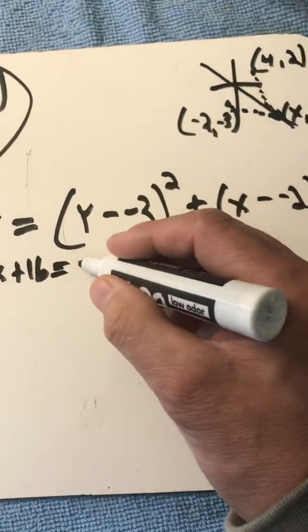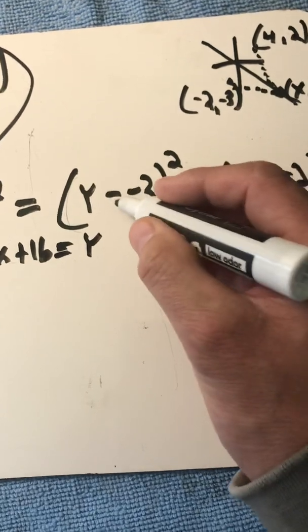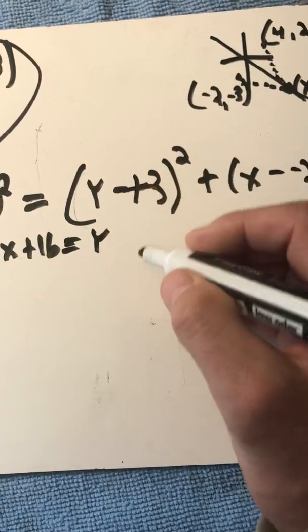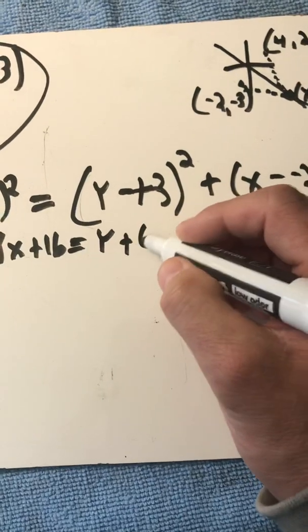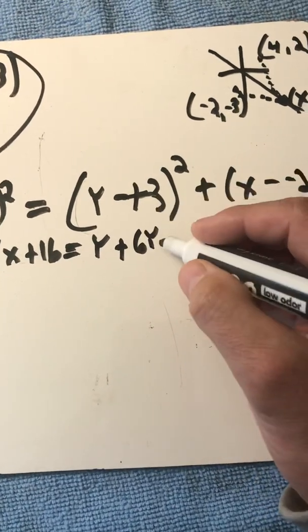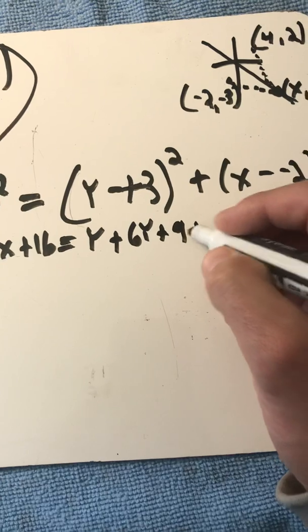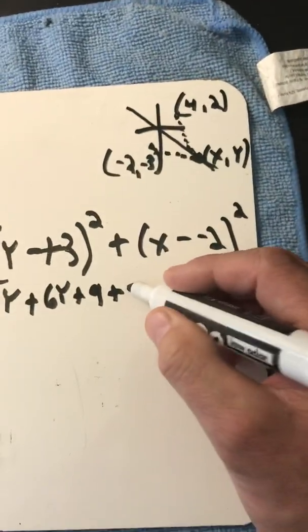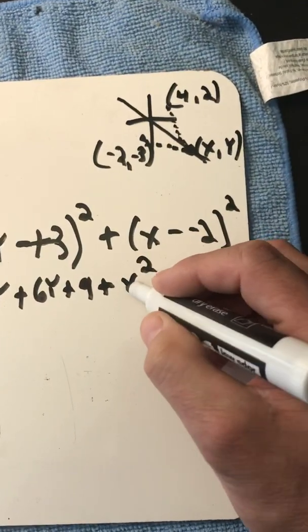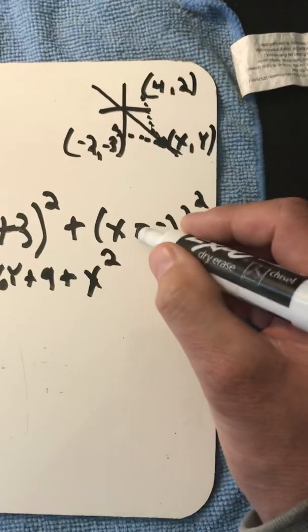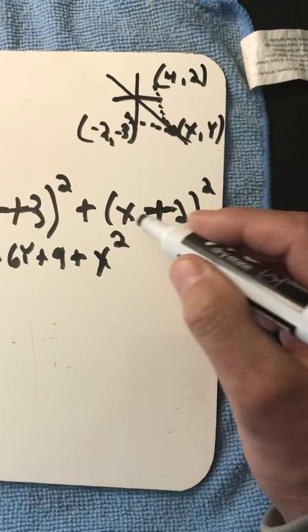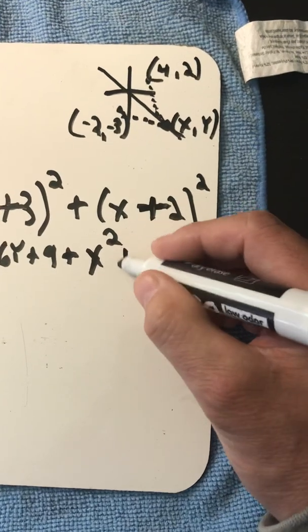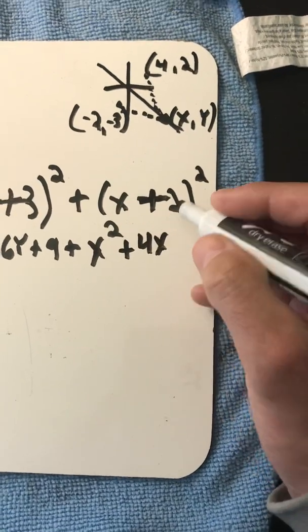y squared. This is going to be a negative is a positive. So 3y plus 3y is 6y. And then 3 times 3 is 9. Plus x times x, x squared. And then a negative 2 is positive 2, right? So 2x and 2x is 4x. And then 2 times 2 is 4.